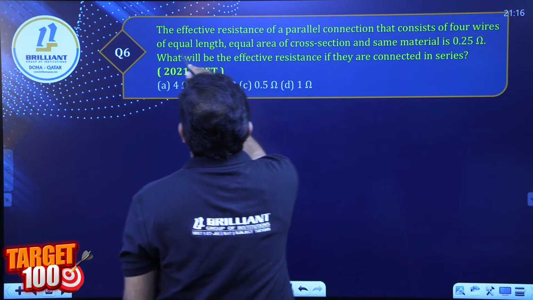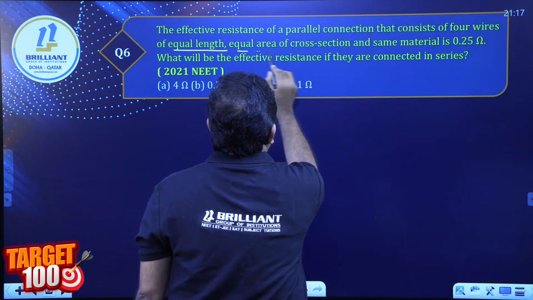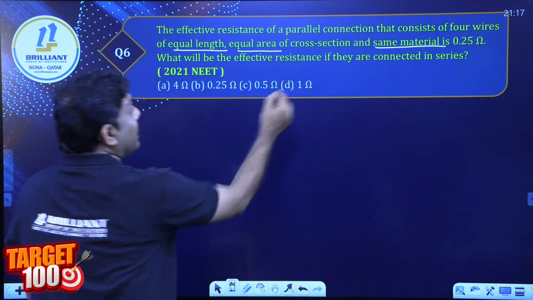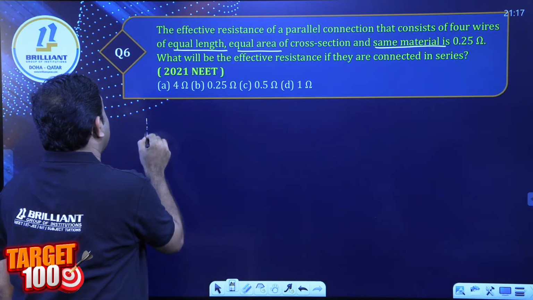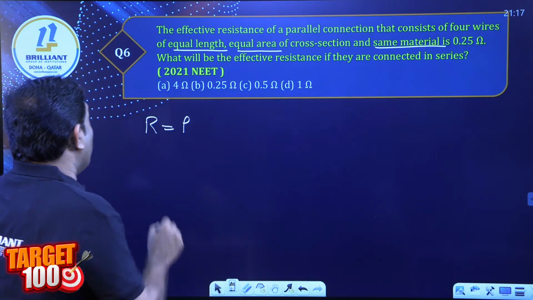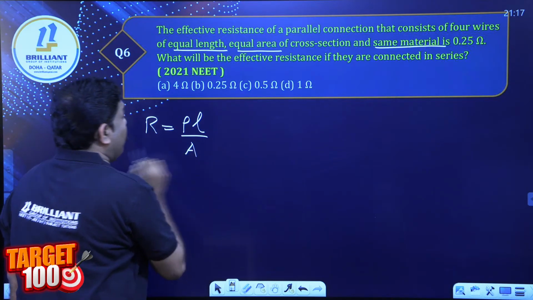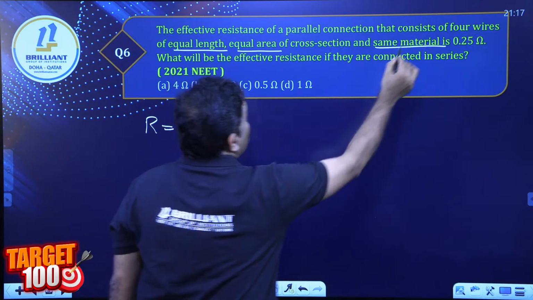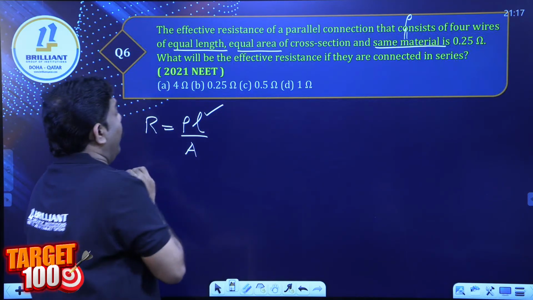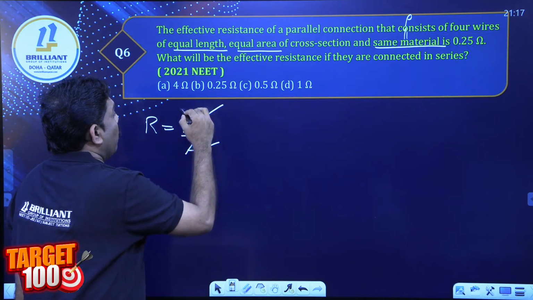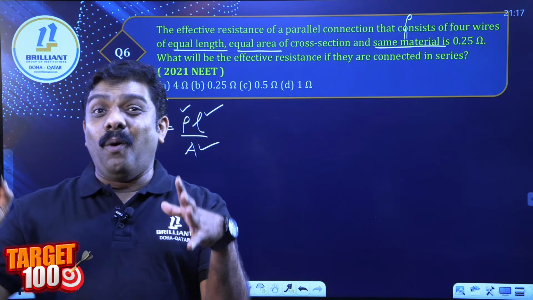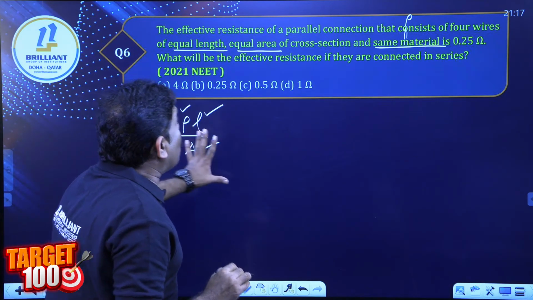Look, equal length, equal area, and we can say same material. So we know why these words are coming in the question, because we know the resistance equation. What is the resistance equation? R equal to rho L by A. So look, same material, so I can say rho remains same. Same length, so length is okay. Area is okay. So we can say resistance remains same.